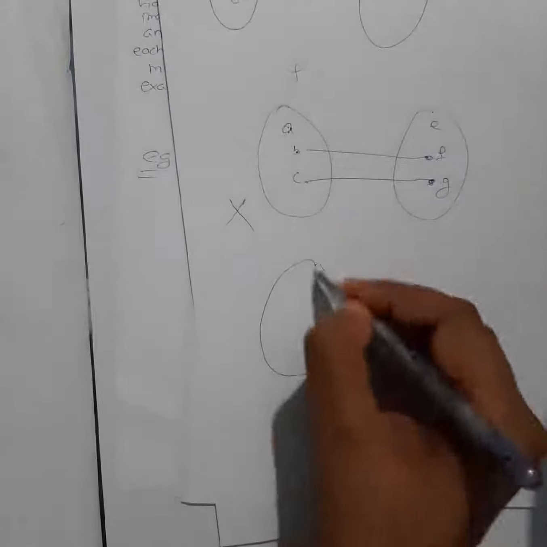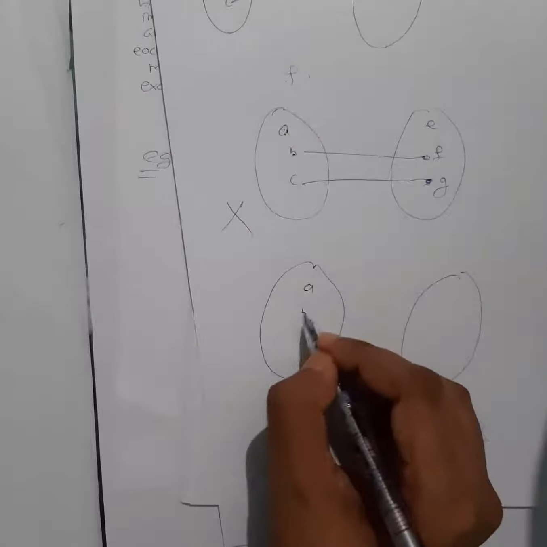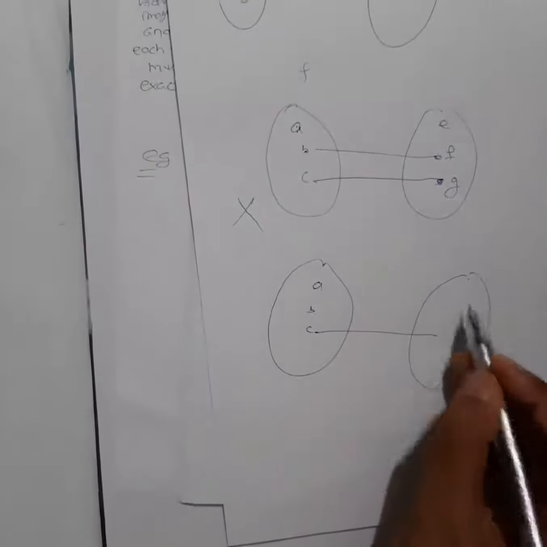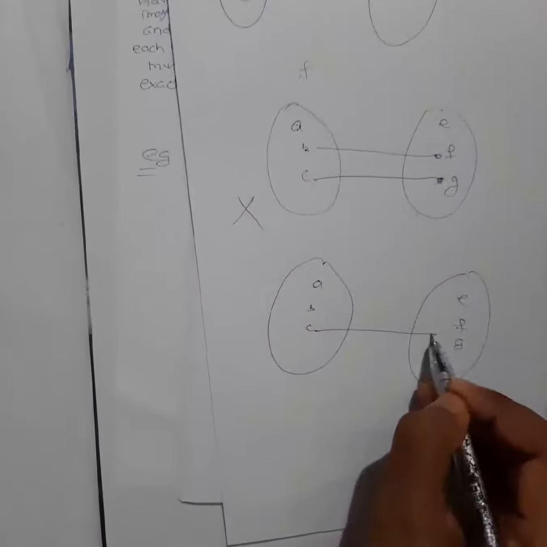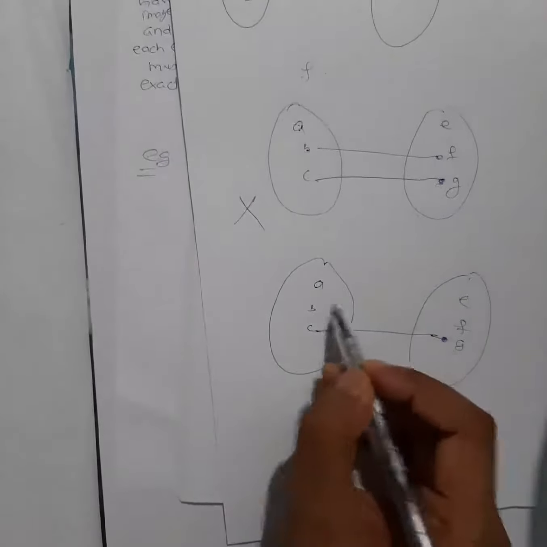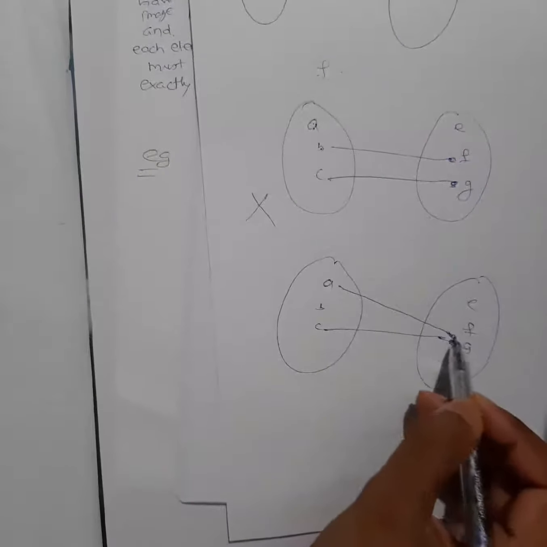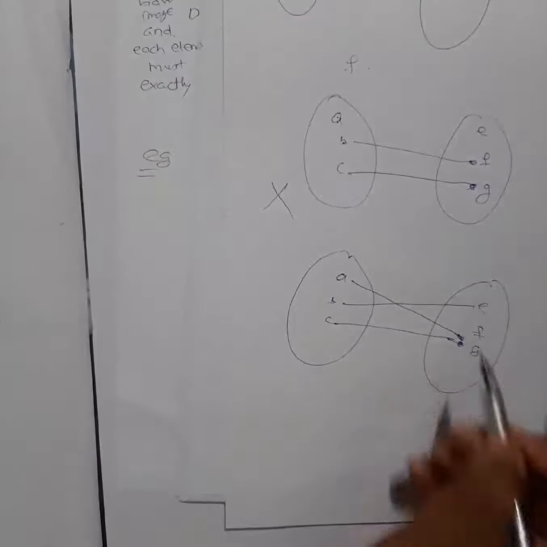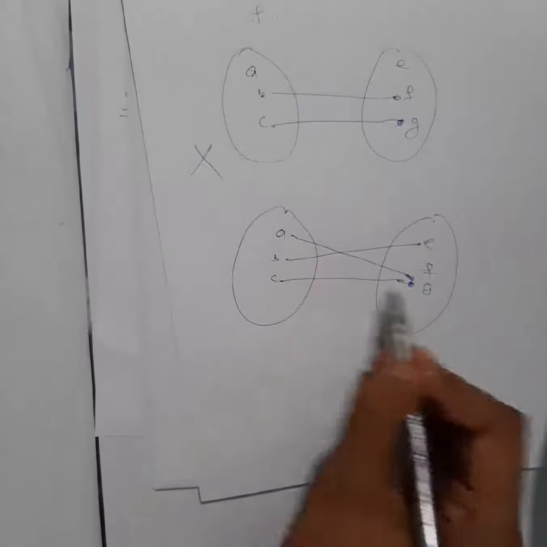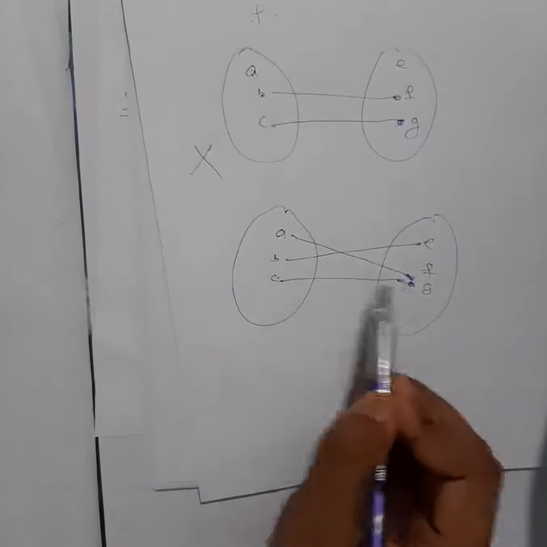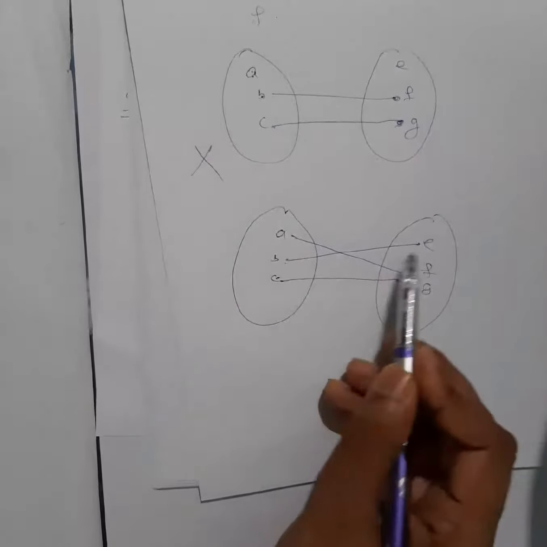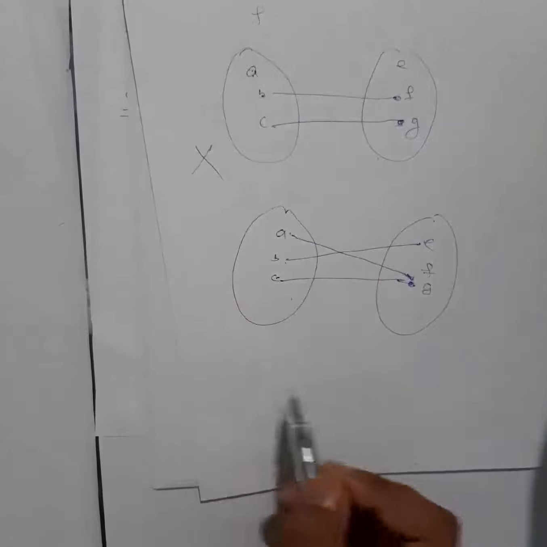Okay. Next example, A, B, C. This is E, F, G, suppose. This is related to Z. This is related to G. This is related to E. Is this a function? So how will you check? Do all elements have an image? Yes. Next, how many images does each element have? This has one image, one image, one image. So yes, this is a function.